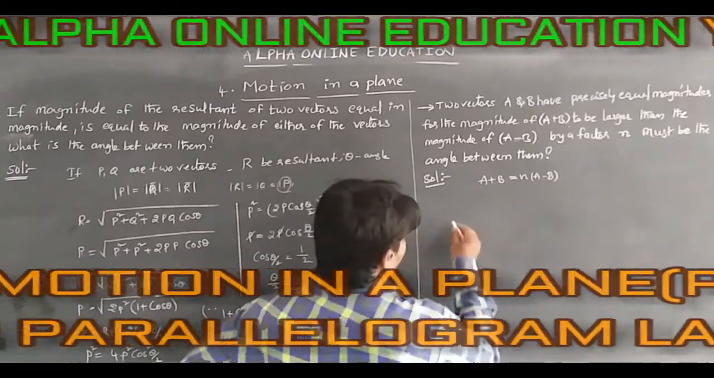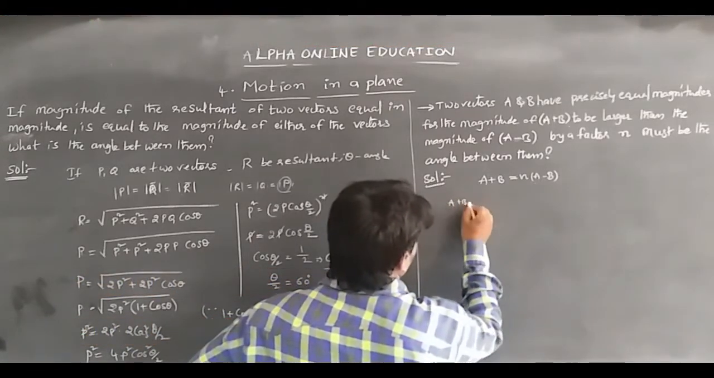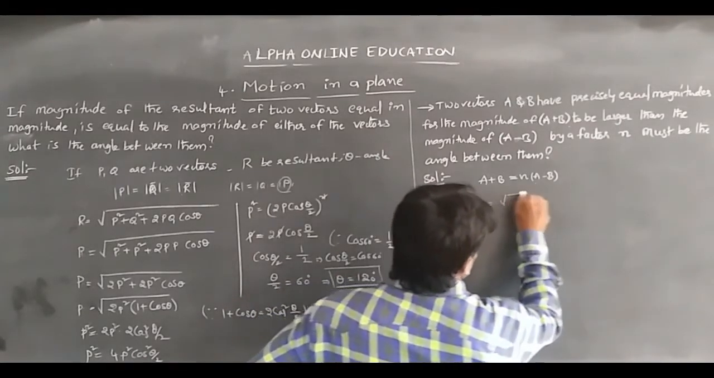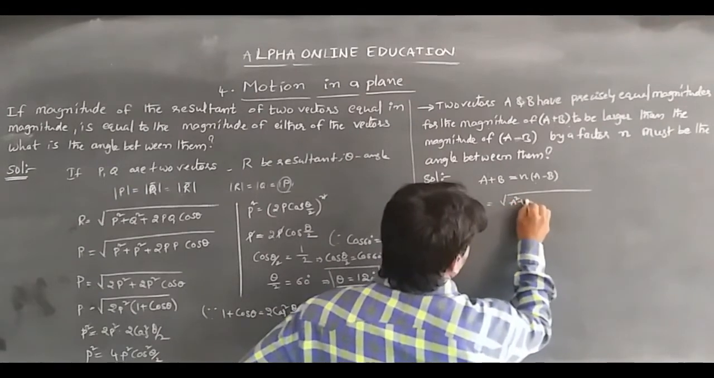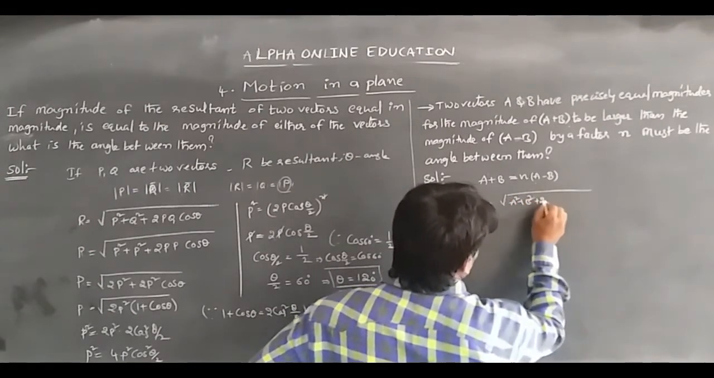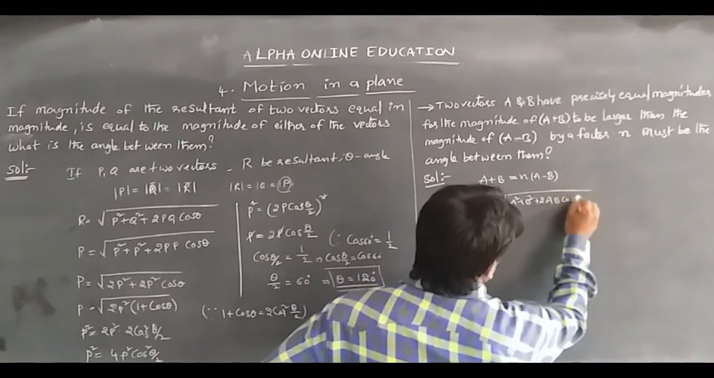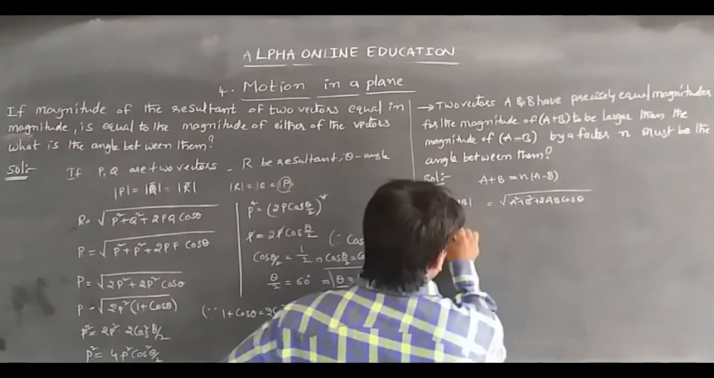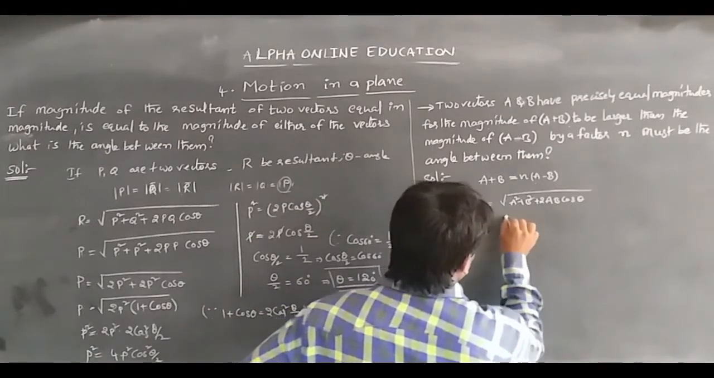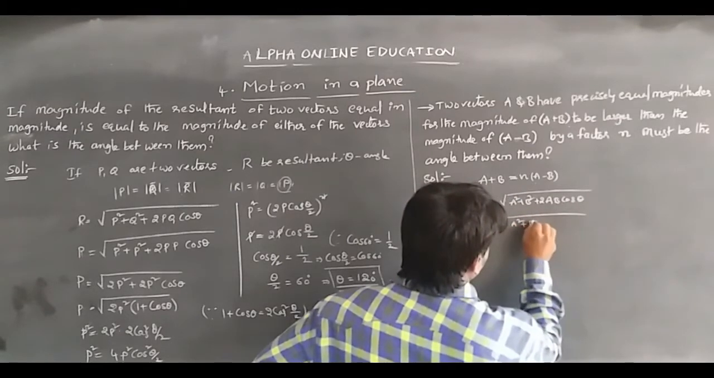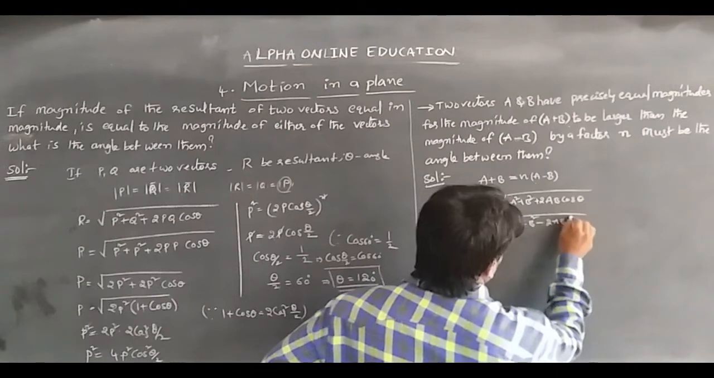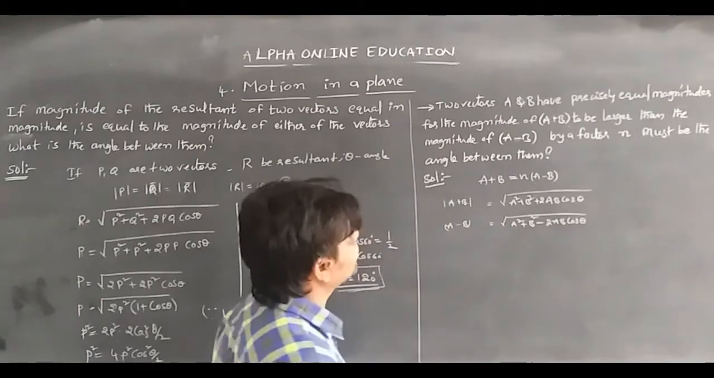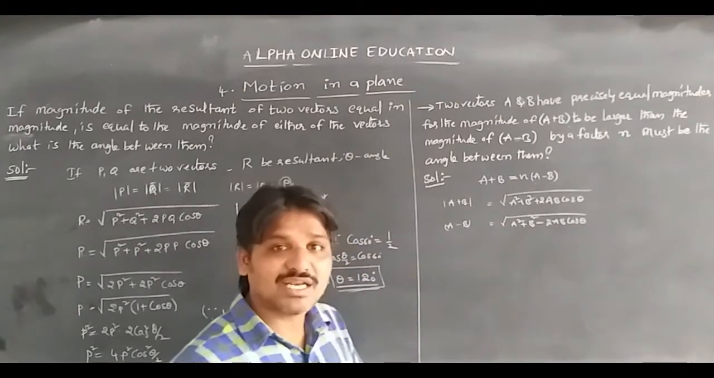According to the parallelogram law, we can write that A plus B is equal to root of A square plus B square plus 2AB cos theta, and as well as A minus B is equal to root of A square plus B square minus 2AB cos theta. But he gave that A and B have precisely equal magnitudes.